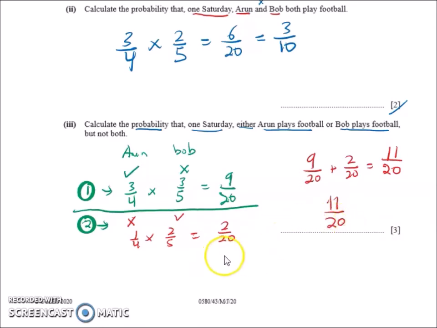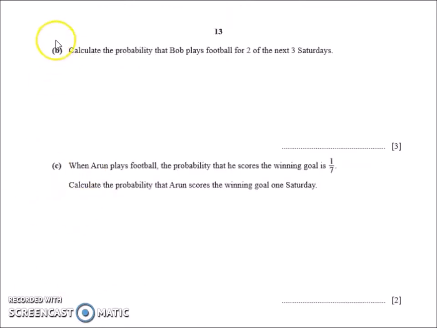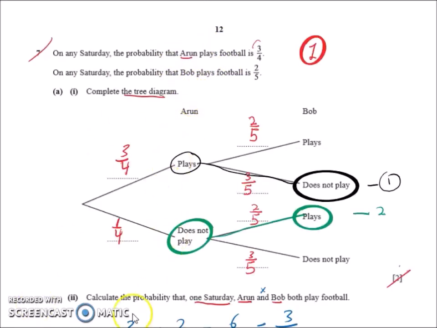Okay, now for this question B, calculate the probability that Bob plays football for 2 of the next 3 Saturdays. It means he plays in one Saturday, multiplied by he plays in another Saturday, and he did not play in the following Saturday. The probability of Bob playing football is 2 over 5, and Bob not playing football is 3 over 5.